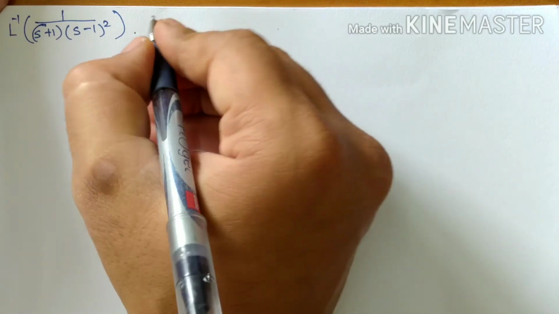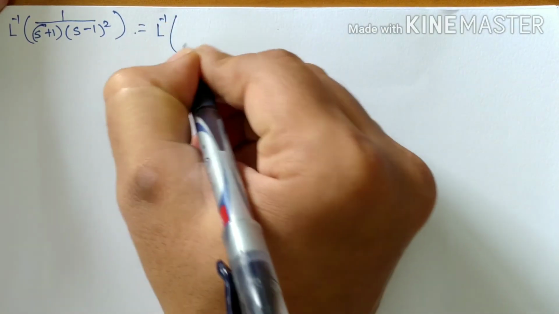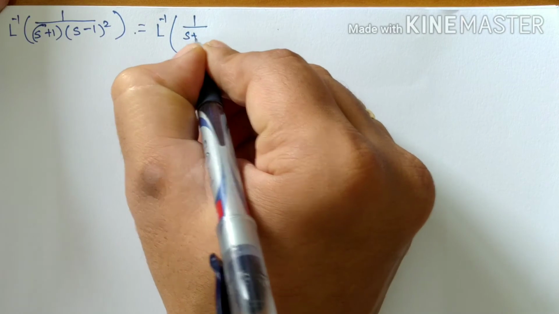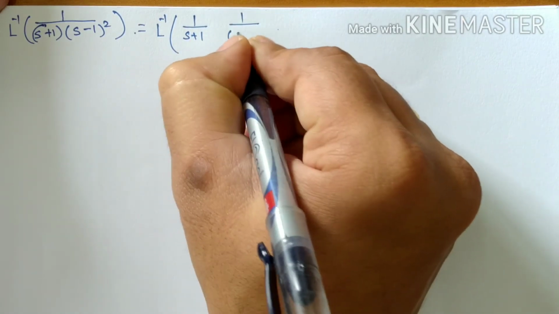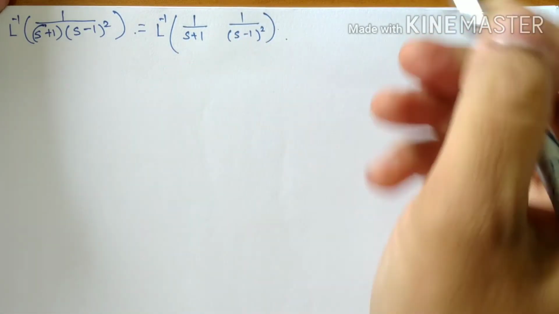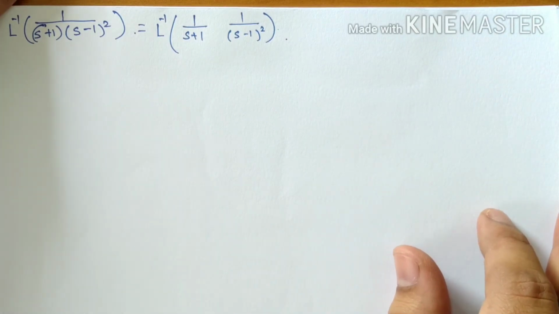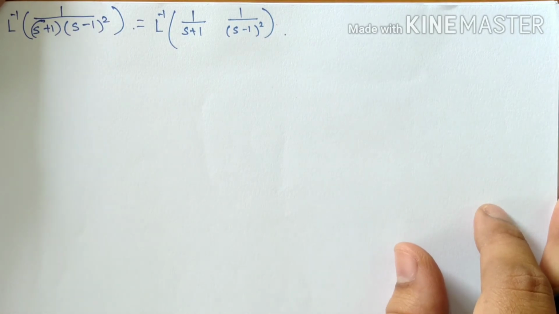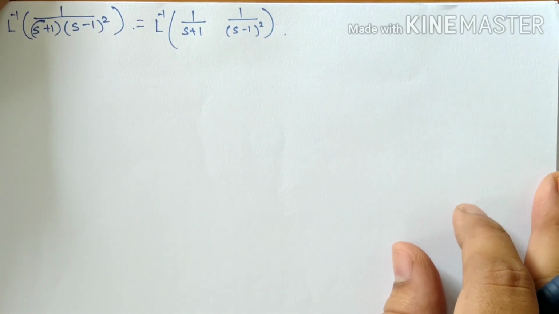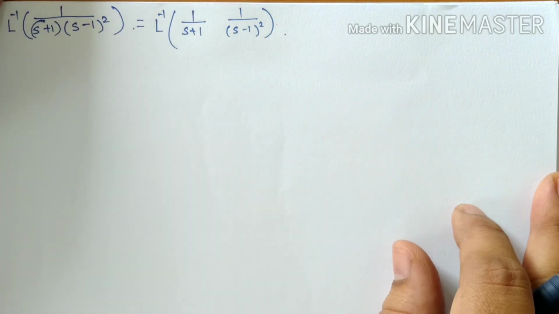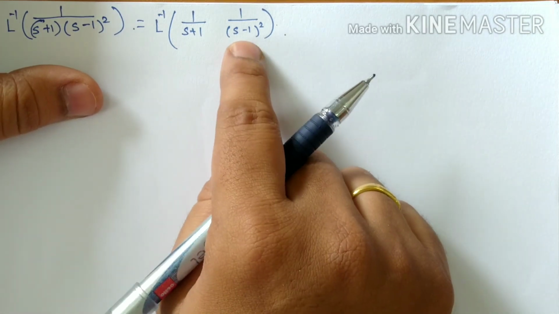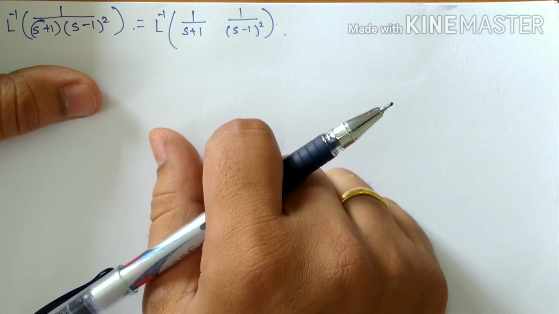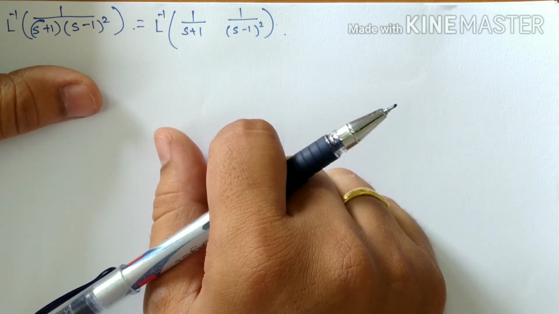Now first we will simplify the product, L inverse of 1 upon s plus 1 into 1 upon s minus 1 square. The question comes, which one is your f of t and which one is your g of t? That means which one is f of s and which one is g of s. Now you are free to select the f of s and g of s, no doubt. But if you ask me, I'll suggest you take this one as f of s and this one as g of s. Of course, you will ask why.